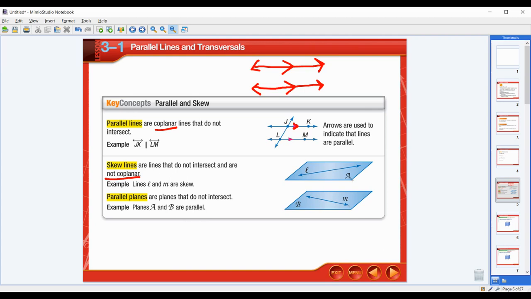If you look at line L and line M here and plane A and plane B, you can see how these are two different planes and these lines will never intersect. So instead of saying that they are parallel because they don't intersect, we would say that these are skew because they don't intersect and they are non-coplanar.